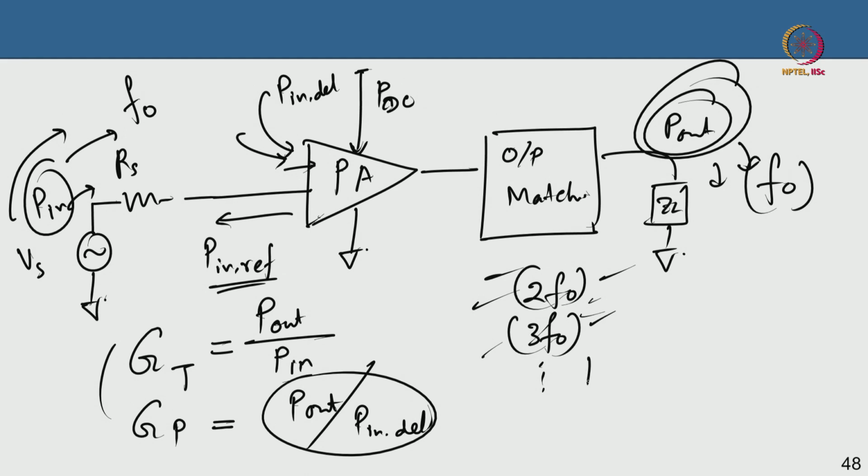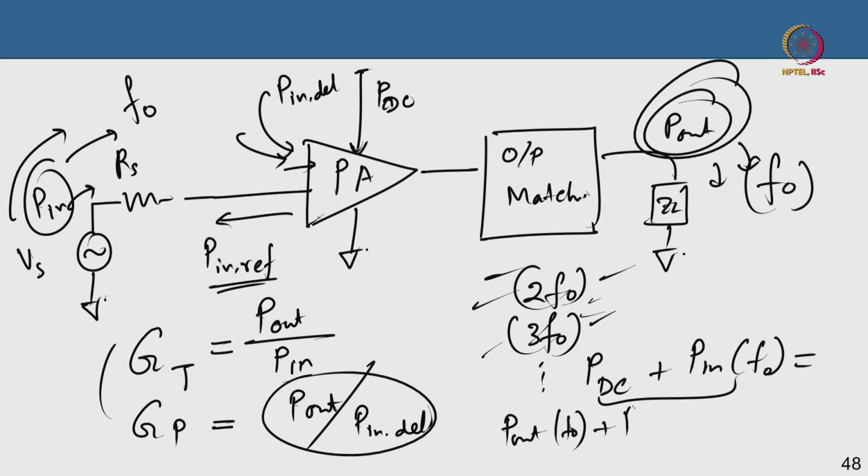Essentially, the DC power that you are supplying and the input power that you are bringing in at the fundamental frequency, the two of them together are equal to the output power that you are getting at the fundamental frequency, plus the output power at all these higher order harmonics, plus the power that is dissipated in the amplifier, because you are going to get some heat out, that is inevitable. You cannot have 100% efficient power conversion, so you are going to get some heat out of that.